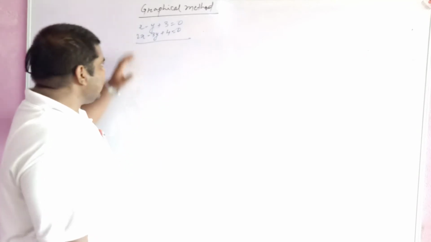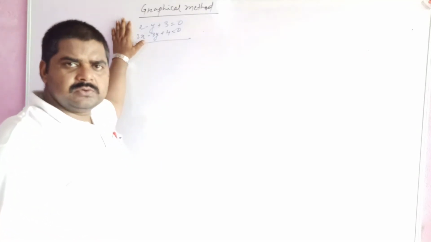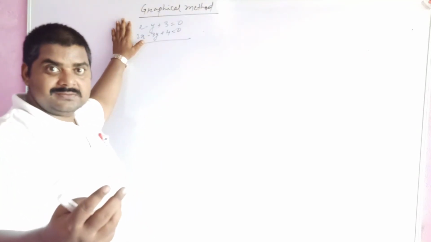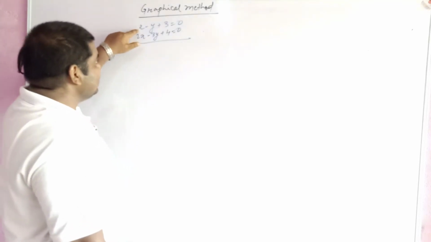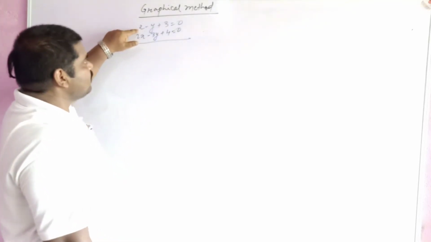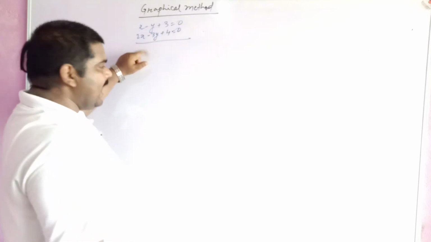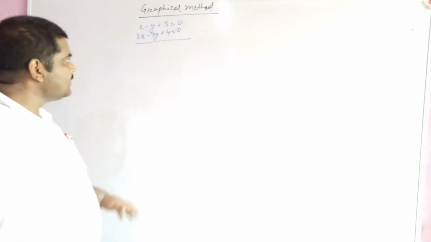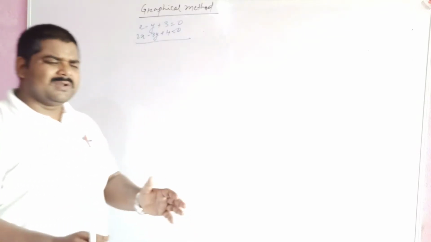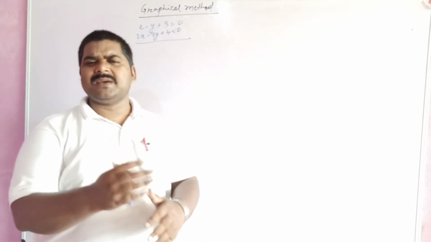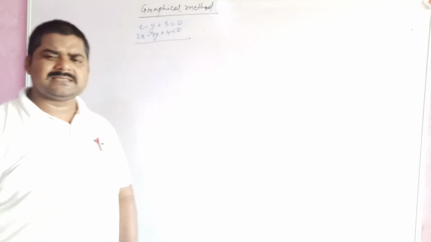In this method I have just taken two linear equations in two variables. The first linear equation in two variables is x minus y plus 3 is equal to 0. And the second one is 2x minus 3y plus 4 is equal to 0. How to solve? Actually, for graphical methods you have done several questions in the previous standard.